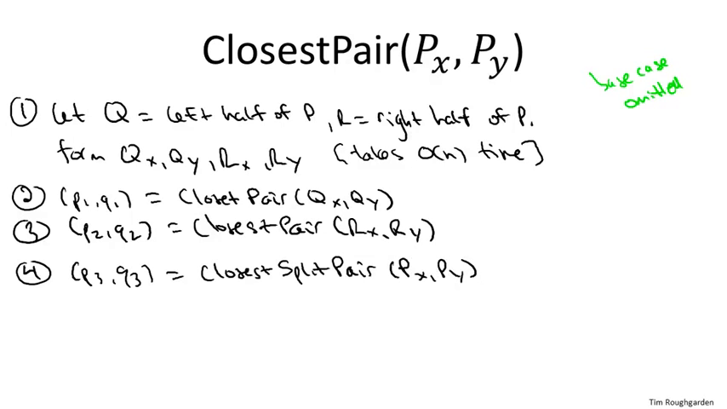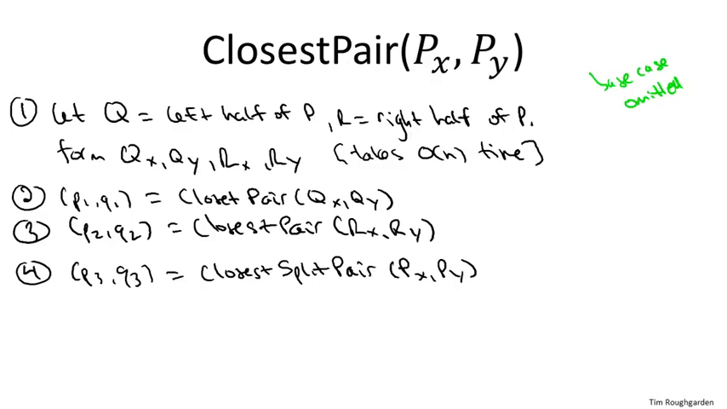Now, if we have a correct implementation of closest split pair, which takes as input the original point set sorted by X and Y coordinate and returns the smallest pair that's split, where one point's in Q and one point's in R, then we're done. Then the closest pair has to either be on the left or on the right, or it has to be split.